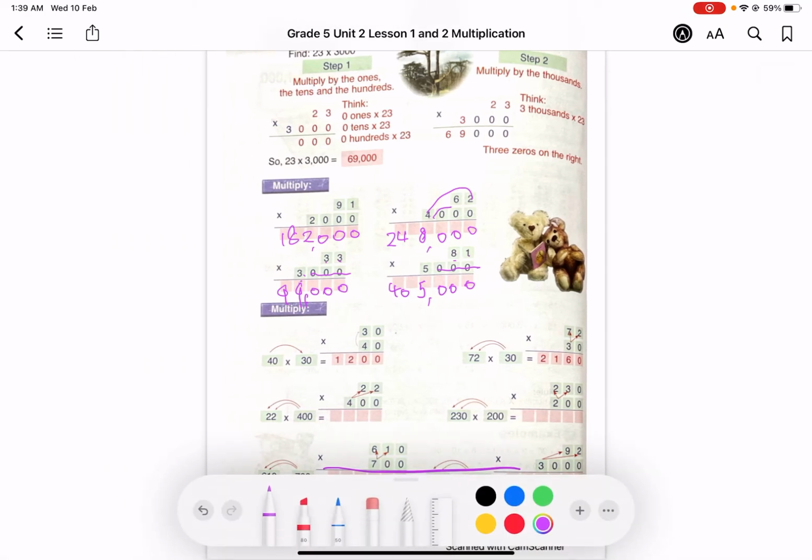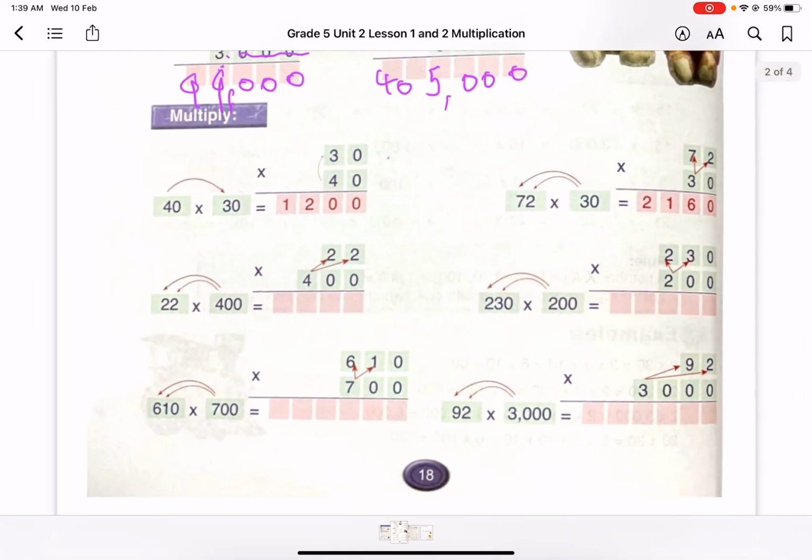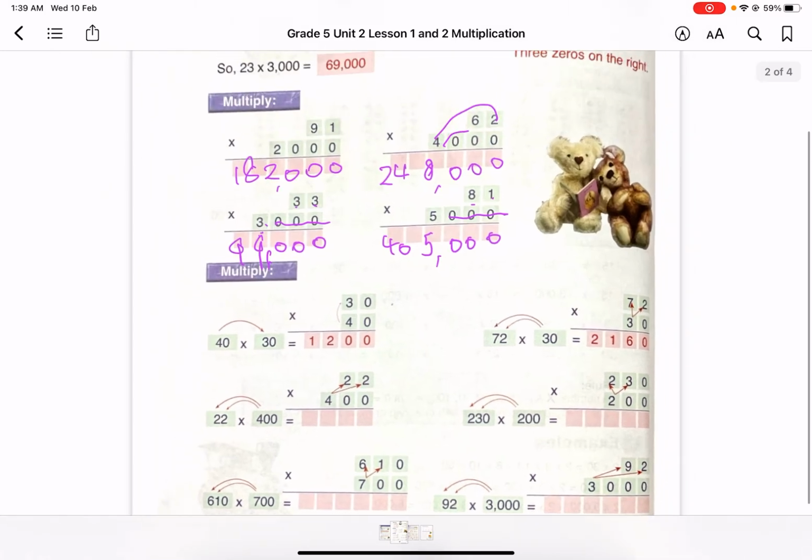Okay? Now, they did this one for you. Let's do this one. How many zeros? I will drop 2 zeros. In the questions before, you only dropped 3 zeros. You start by dropping the zeros, then you multiply the 2 by 1 and the 2 by 9.